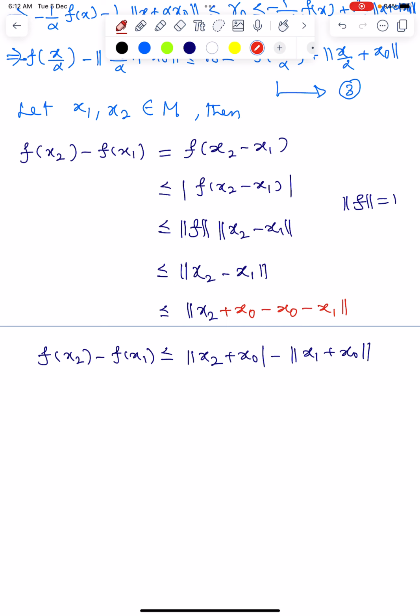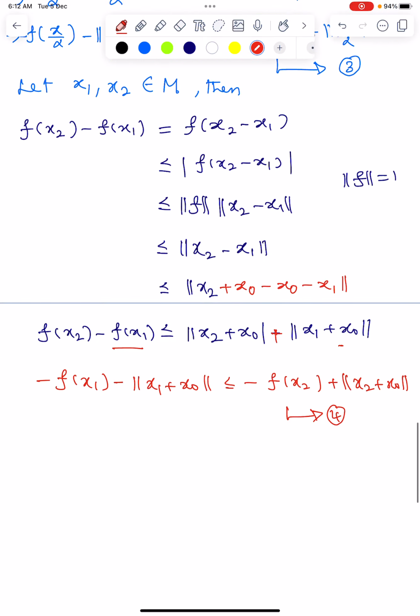Let us rearrange the terms in this inequality. We put as it is here, minus f of x1, and shift this term to this side, minus norm of x1 plus x0, is less than or equal to plus f of x2 plus norm of x2 plus x0. Let it be inequality number 4.